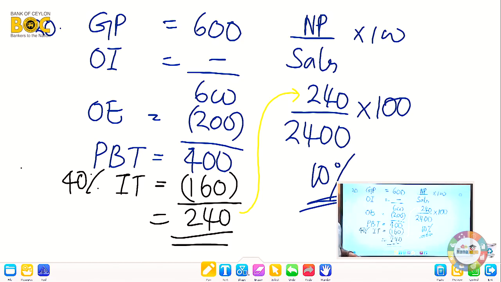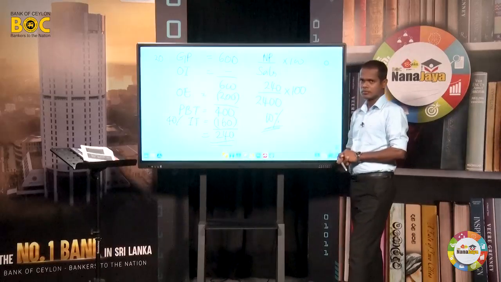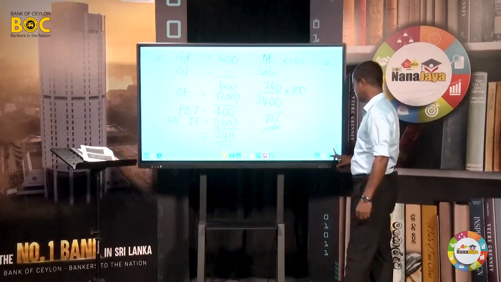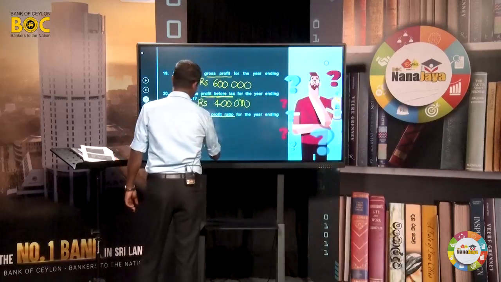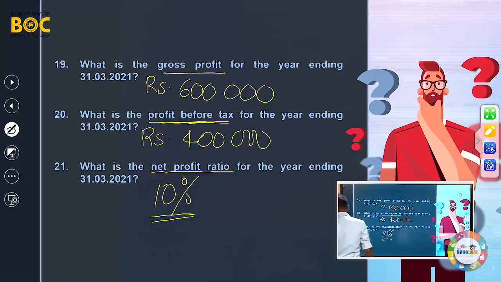We calculate the profit for the period, and from that you took income tax. After deducting that, you got the profit for the period. You compared it with sales, you get 10%. Net profit ratio is 10%. Now the answer is clear.